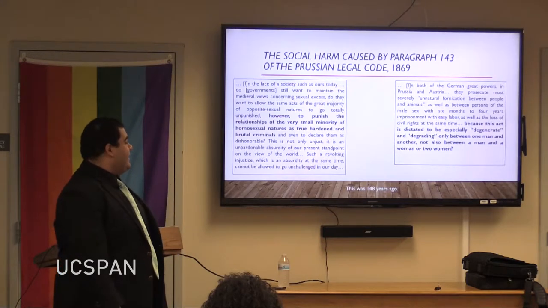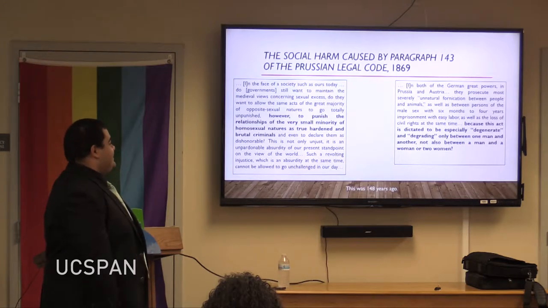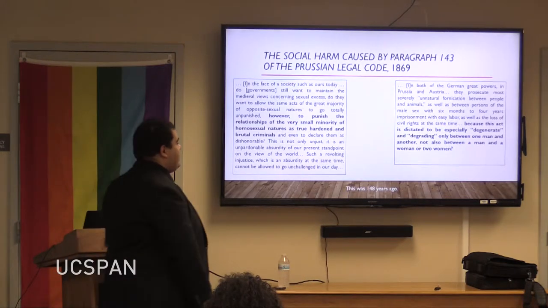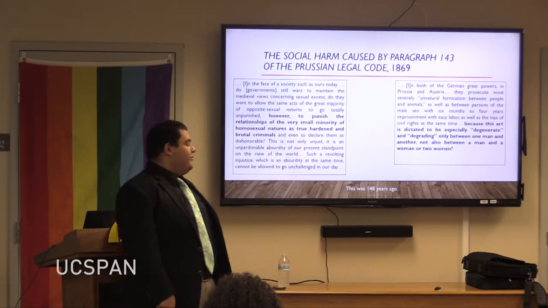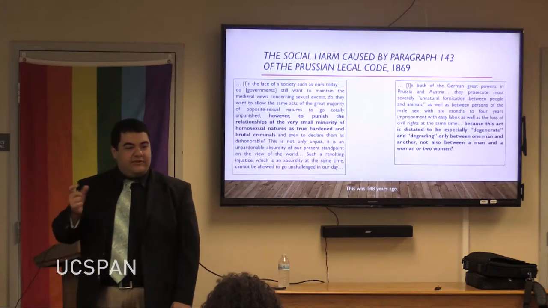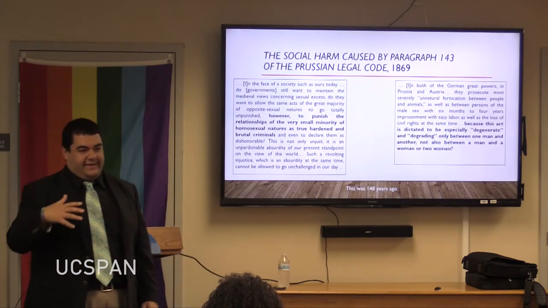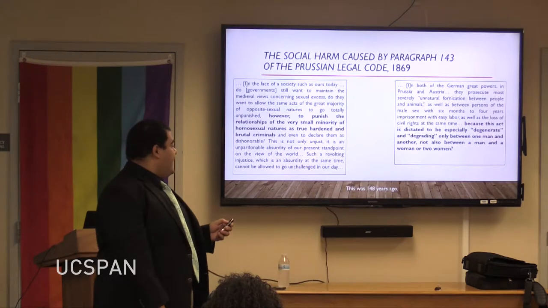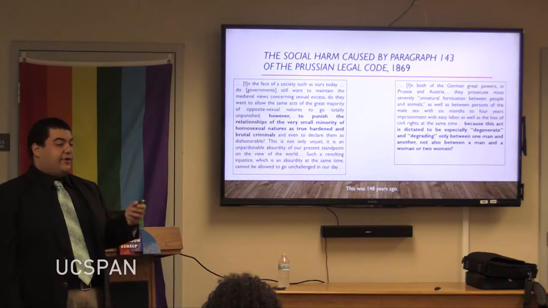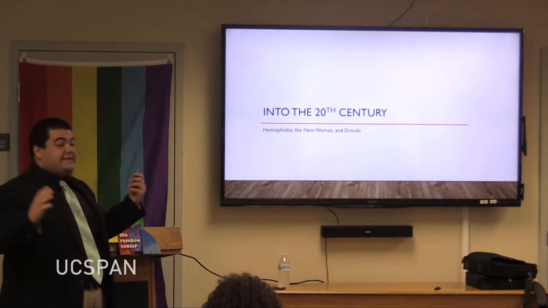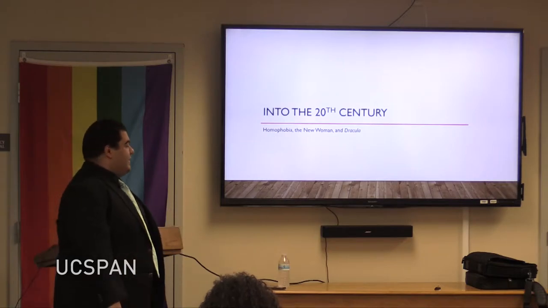He also thought it was odd, in the second passage there, that this act is declared to be especially degenerate and degrading only between one man and another, not also between a man and a woman or two women. So at this point, you still have that lack of female sexual identity. It didn't quite catch on that women could be doing these things and enjoying these things. But he noticed that they were odd, and he's the person who publicly published the word homosexual. So that's some background on what happens in the 1800s before we get into the 1900s.